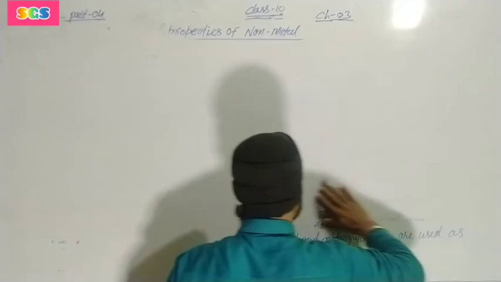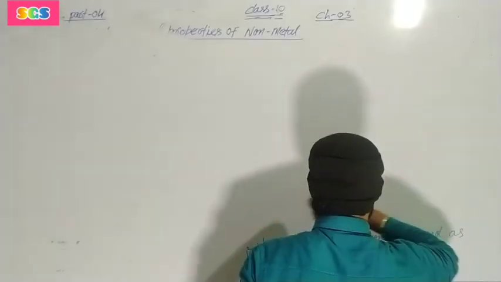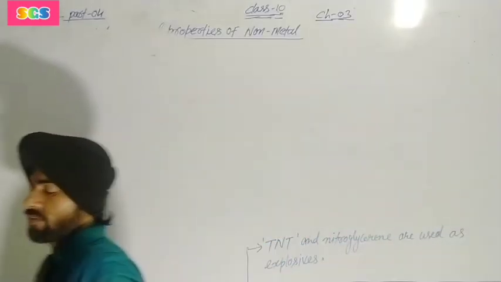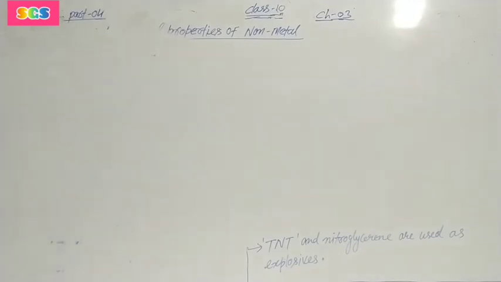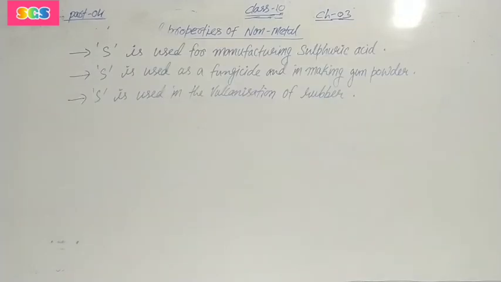If we talk about other uses of nitrogen, most compounds of nitrogen, like trinitrotoluene or nitroglycerin, are used as what? Explosives. Another nonmetal, sulfur, is used in the manufacturing of what? Sulfuric acid, H2SO4.